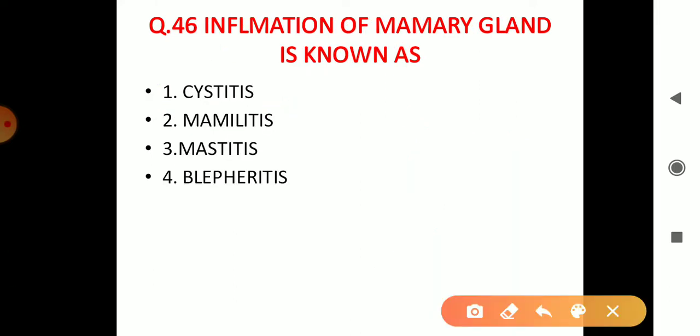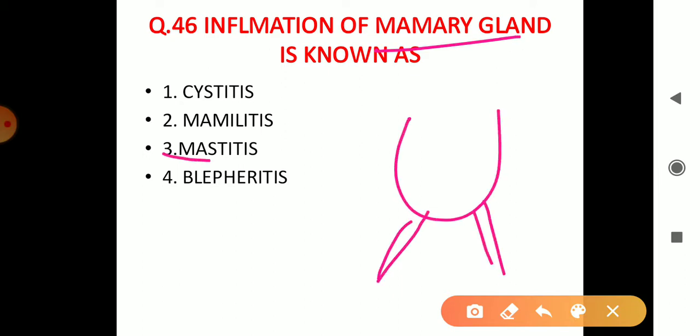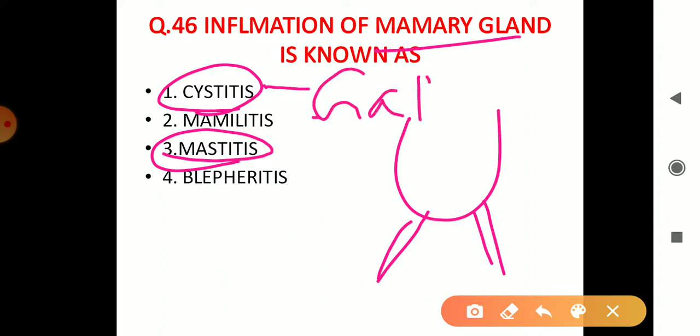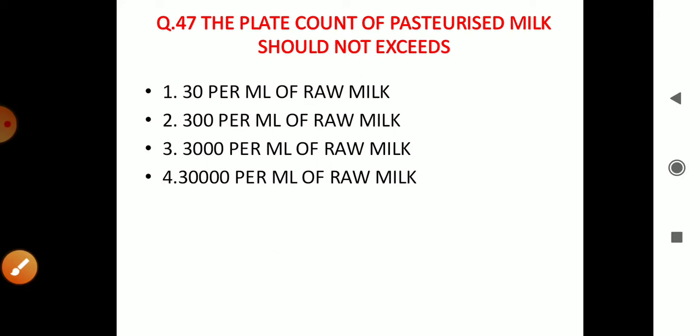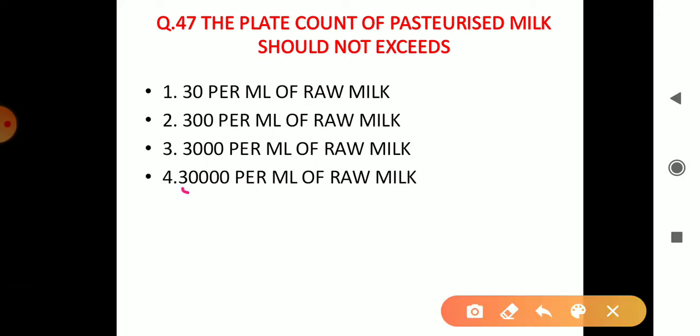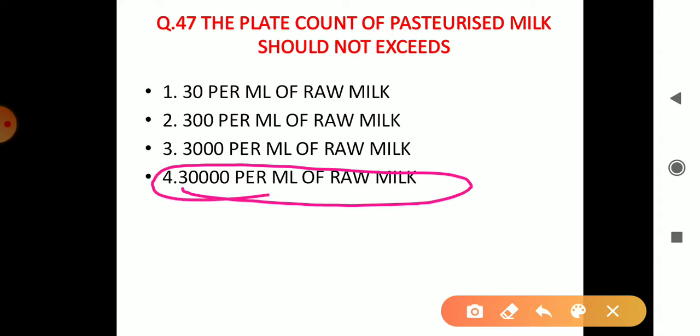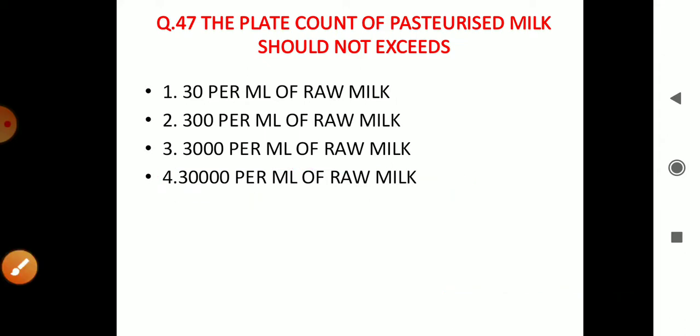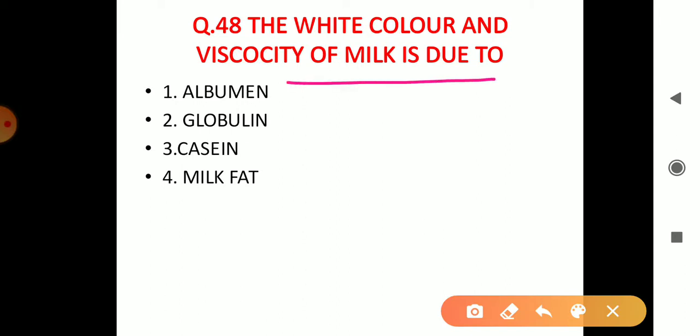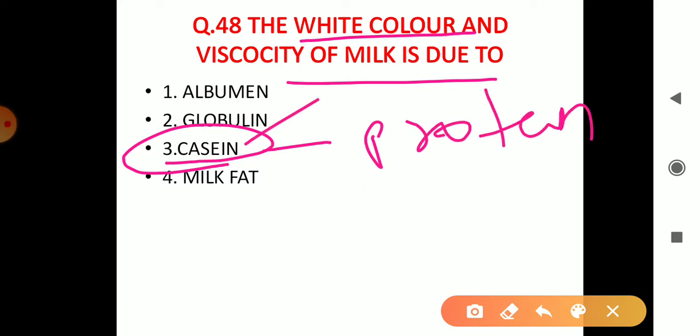Inflammation of the mammary gland, the organ from which we are getting the milk, is known as mastitis. Important question. Cystitis is the inflammation of the bladder. The plate count of pasteurized milk should not exceed 30,000 per ml. The white color and the viscosity of the milk is due to the casein protein. This is a true protein.